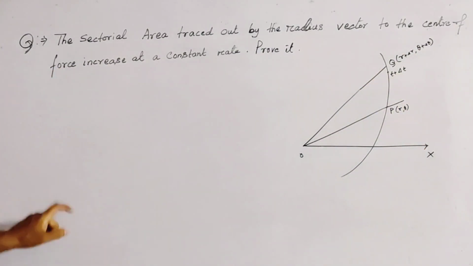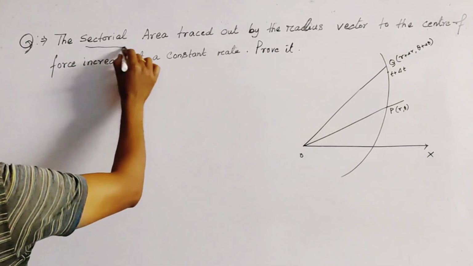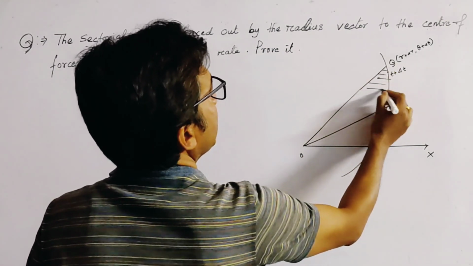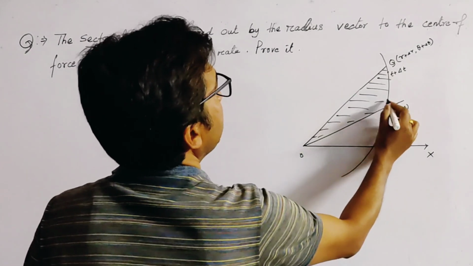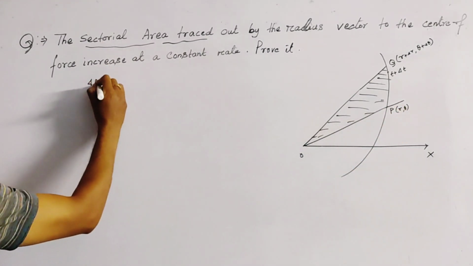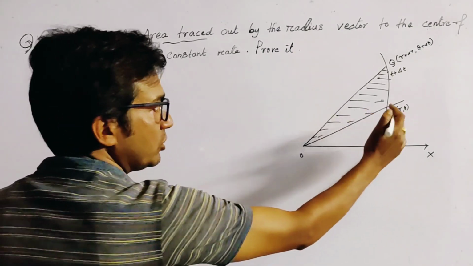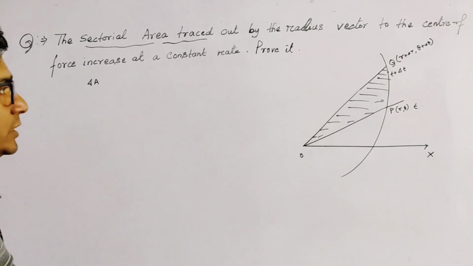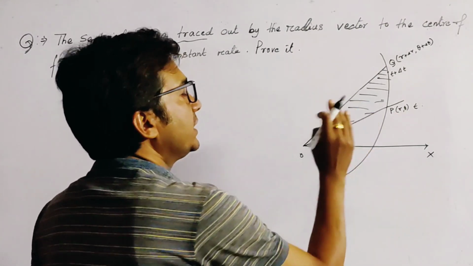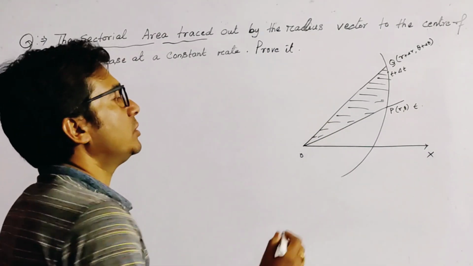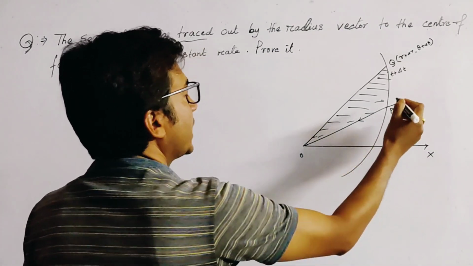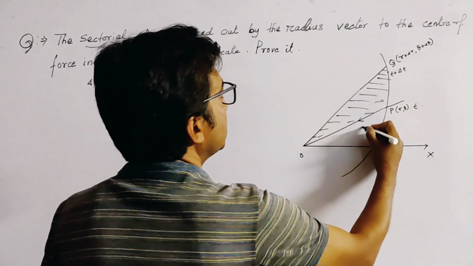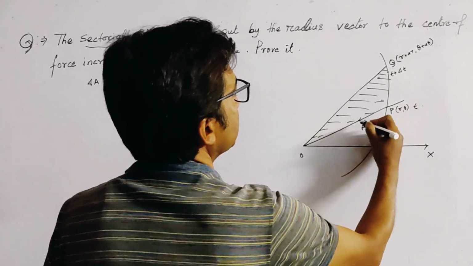Okay, so the sectorial area traced out by the radius vector OP is given by this area. Let it be delta A in time delta T, because here the time is T, and here the time is T plus delta T. Now, since the particle is under a central force, the force always acts along the radius vector and towards the center of force O. Let F be the central force.